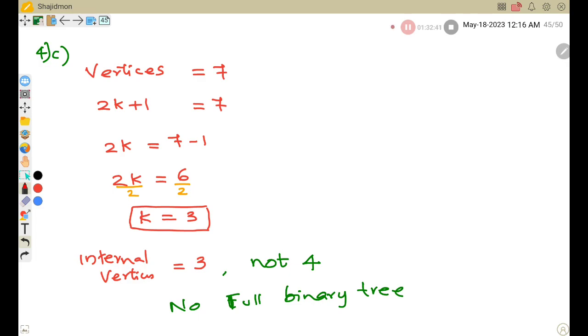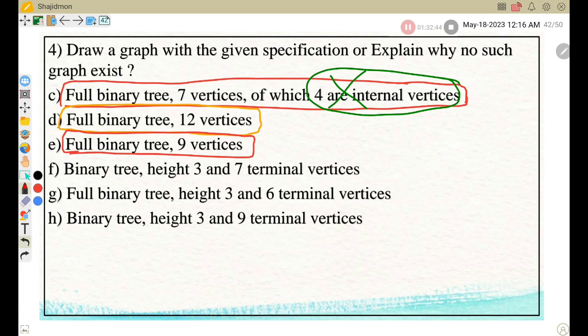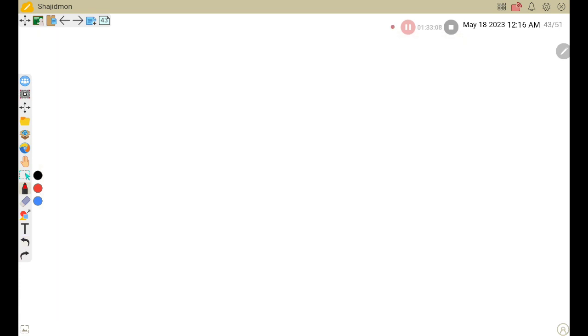Now the next one we will do. Question number F. A binary tree with height 3 and 7 terminal vertices should be there. Is it possible or not? Okay, binary tree, in our mind. So we can go to this one: binary tree with height equal to 3, terminal vertex equal to 7.